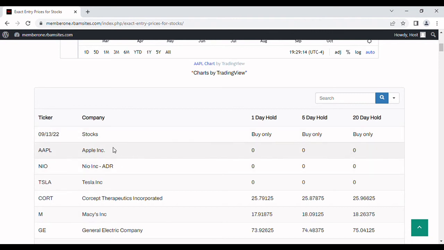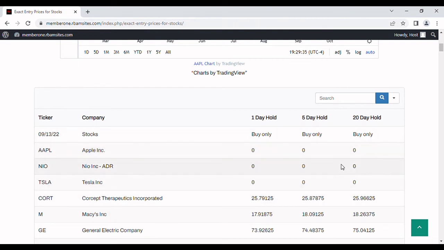We put them out for Apple, and tomorrow it says 0, so there's no recommended price for Apple, but normally these will be populated, like you can see Macy's and General Electric are populated down here. This system gives you a defined entry price and then a hold period. You just select. So one day hold would mean get in today, close out just before end of trading tomorrow at a loss, or get in at the price and take your profits as soon as you get them.